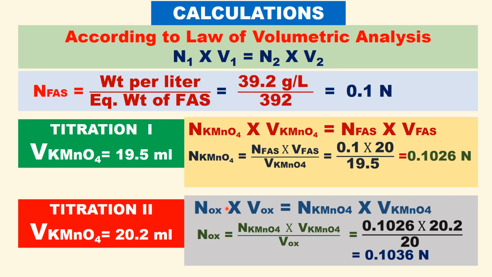From titration 2 the concordant titer value is obtained: volume of KMnO4 is 20.2 ml. Now oxalic acid reacts with the KMnO4, therefore the number of equivalents of oxalic acid will be equal to the number of equivalents of KMnO4. Therefore let us use this formula and first find the normality of oxalic acid. From the normality we can find the weight per liter. The normality we have calculated here, and the volume of KMnO4 is 20.2, divided by 20 ml we have taken in the pipette. So 0.1036 is the normality of oxalic acid.